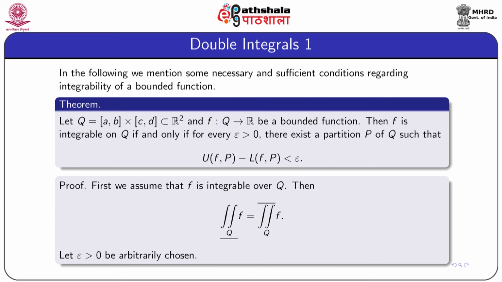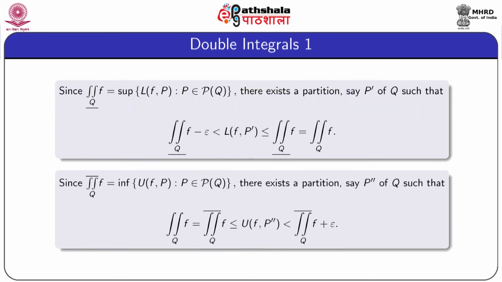We start the proof. First, we assume that f is integrable over Q. By definition, the lower and upper integral must be the same. We choose an arbitrary positive epsilon. Since the lower integral of f is defined by the supremum of LFPs, we can find a partition P' of Q such that lower integral of f minus epsilon is less than LF P' which is less or equal to the lower integral of f over Q, which equals the integral.